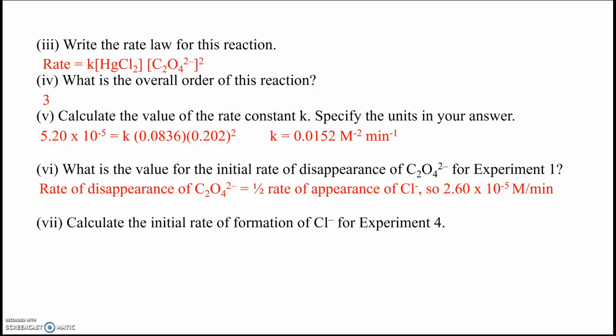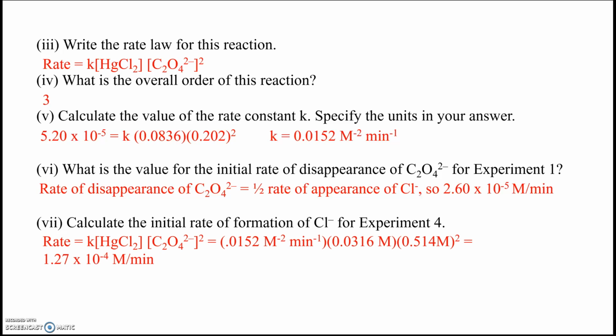And if I want to calculate the initial rate of formation of chloride for experiment number 4, I can say the rate is equal to k times the concentration of HgCl2 times the concentration of oxalate squared. And now I can plug in all of these various numbers that I have, and I get 1.27 times 10 to the minus fourth molarity per minute. And you should make sure you can plug these numbers in and come up with these rates on your own.